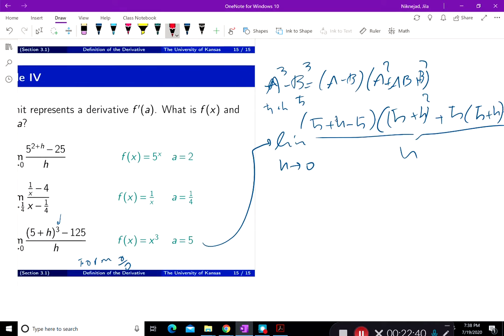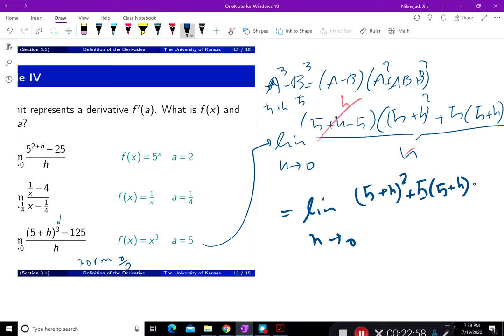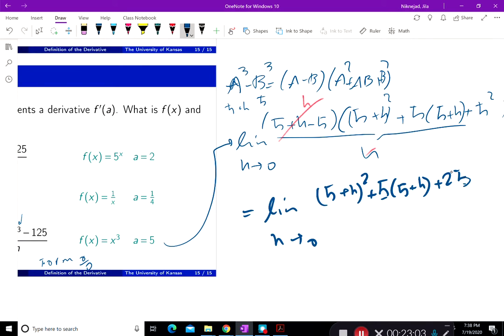Now you see that this is actually h, so you can simplify it with that one, and you end up with the limit as h goes to 0 of 5 plus h to the power 2, plus 5 times 5 plus h, plus 25. This one is not an indeterminate form, so you can do direct substitution, and what you get is 5 to the power 2 plus 5 to the power 2 plus 5 to the power 2, which is 3 times 5 to the power 2, which is 75.